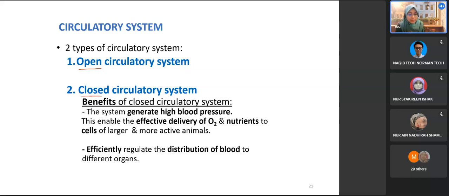It means that when the heart pumps the blood into blood vessels, because the blood vessels are not continuous, the blood will end up in the body cavity. We call it the hemocoel. When the blood enters the hemocoel region of the body of that organism, the blood will get mixed with the interstitial fluid. The mixture of interstitial fluid and blood, we call it hemolymph.